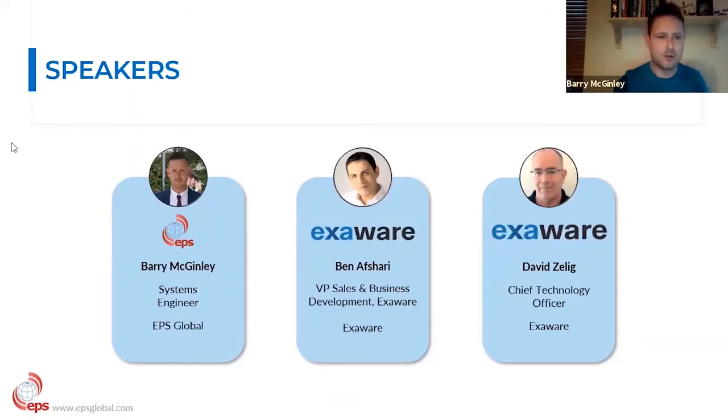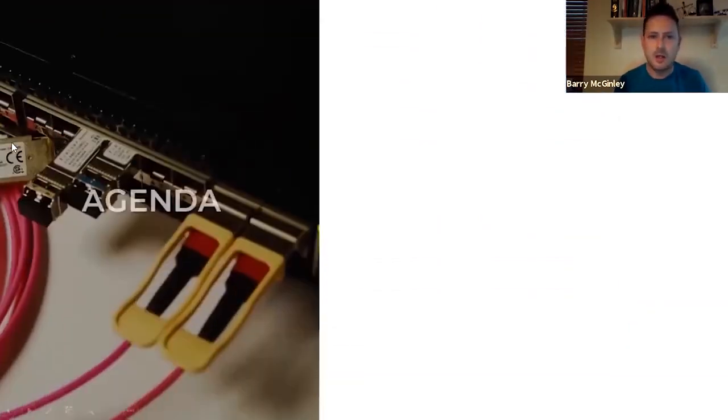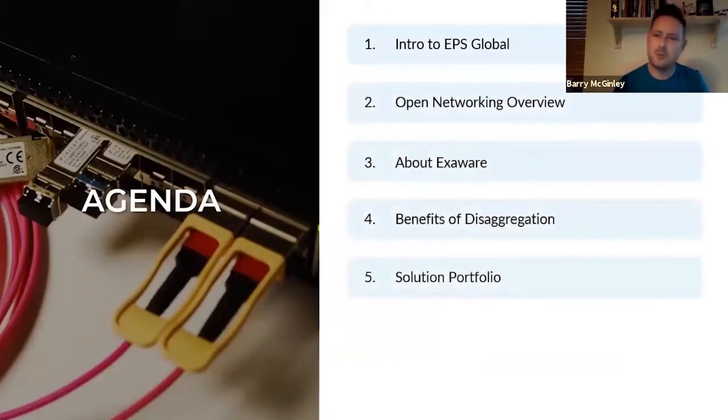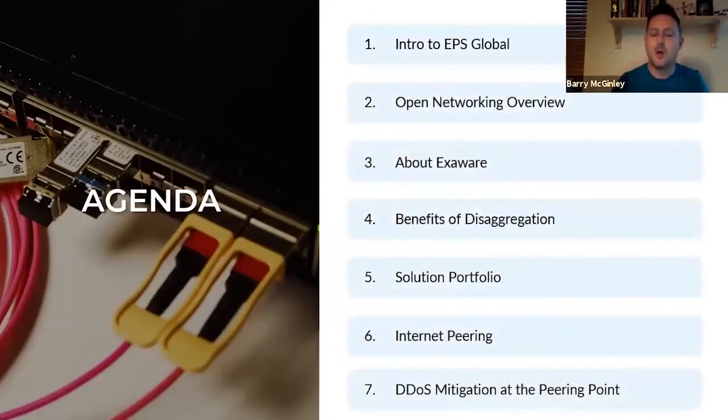So what we're going to cover today is I'm going to have a look at EPS and what we actually do within open networking. Then I'll have a high level overview of the open networking ecosystem, who are the players involved, and a little look at the hardware. Then Ben and David will take us through who are Exaware, the benefits of disaggregation, their portfolio, internet peering, and distributed denial of service mitigation at the peering point. And then we'll have a couple of questions at the end, depending on time. So it'll be about 40 minutes all in.